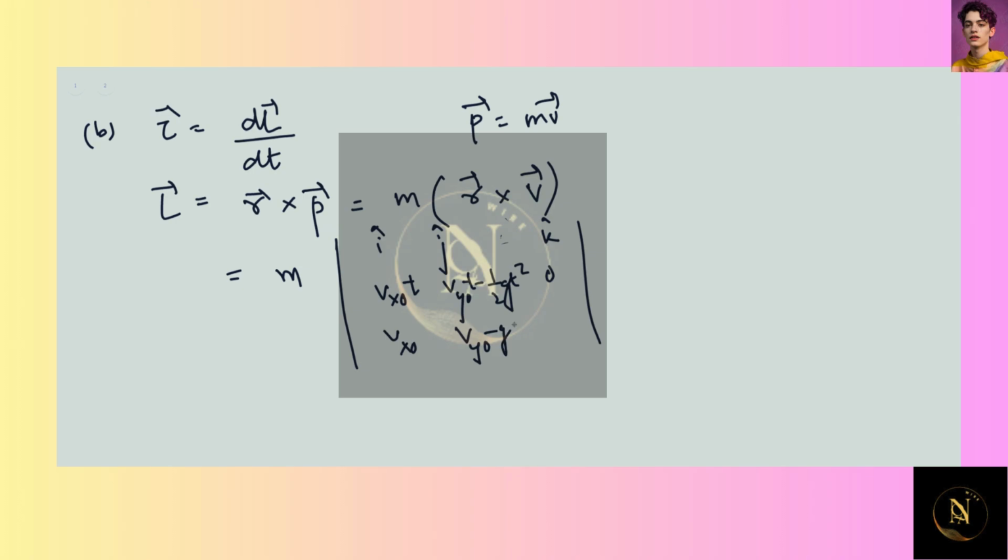Now we take the determinant of this matrix and we get this value to be equal to negative 1 over 2 m Vx naught g t square k cap.